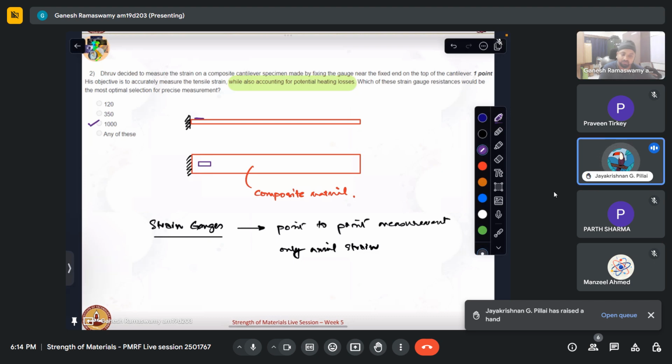Is there any cutoff beyond which it would not affect your sensitivity?